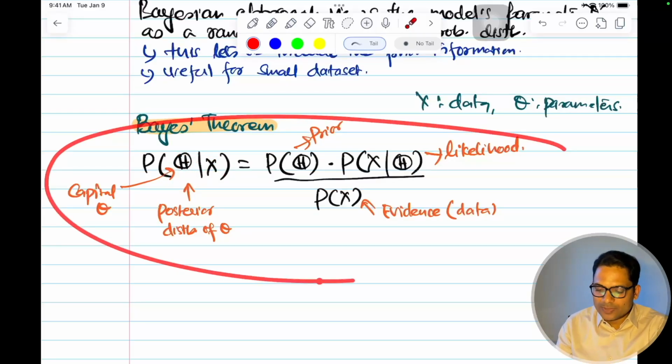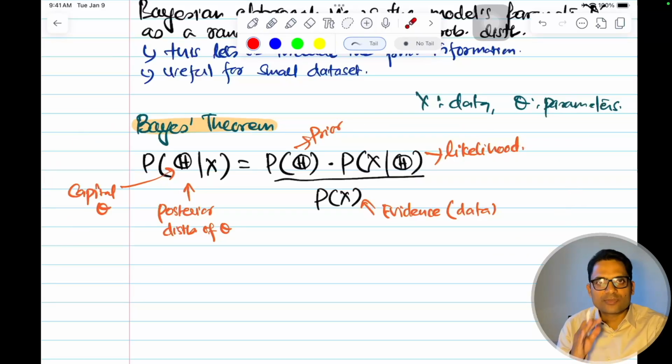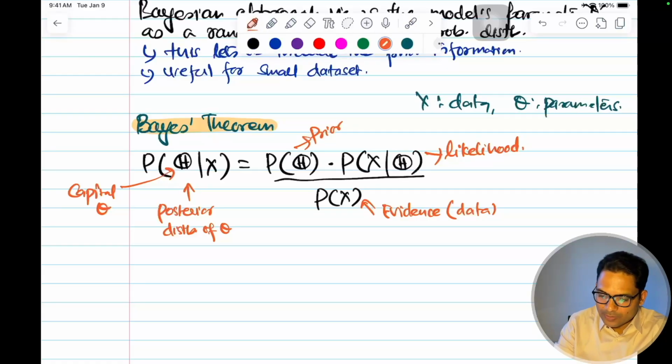I hope my Bayes theorem is clear again. That's why I stress so much on Bayes theorem. I'll put the link of that video also in the description. So let me write down whatever I have said in words.